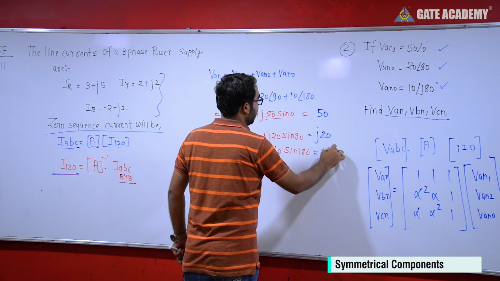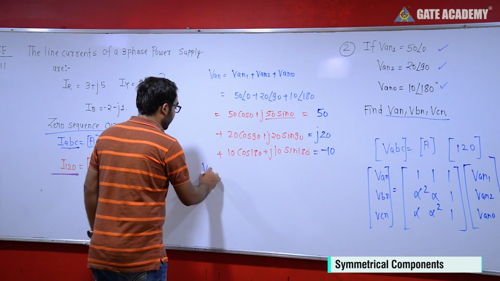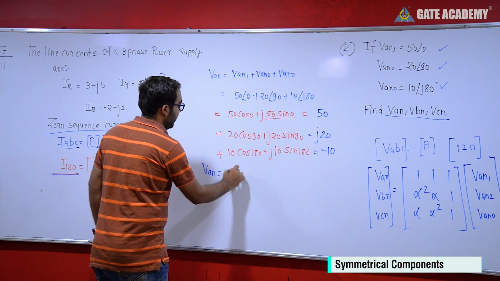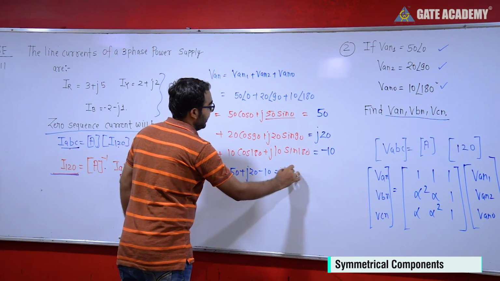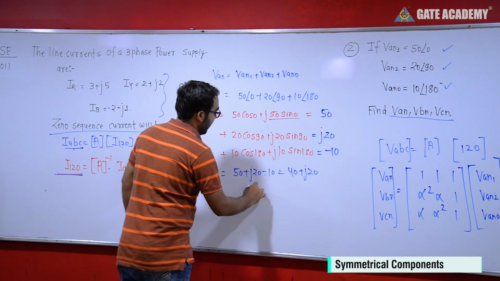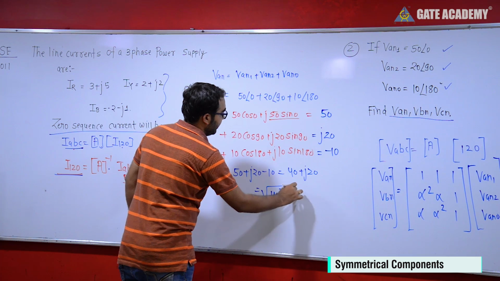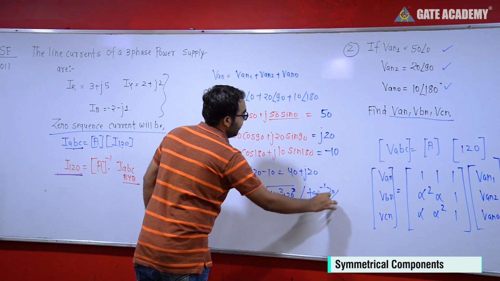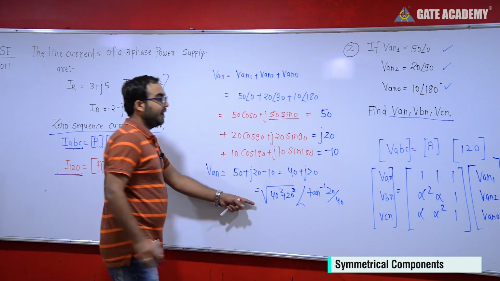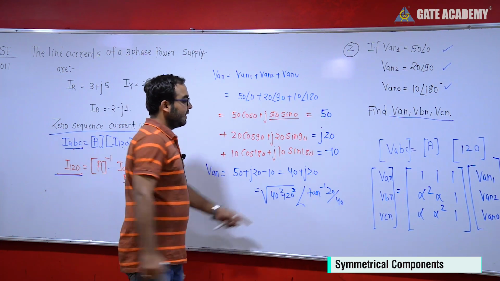get minus 10. So overall, if we want to find VAN, the value we are getting is 50 plus j20 minus j10. It means 40 plus j20. So the magnitude will be equal to root of 40 square plus 20 square and the angle will be tan inverse 20 by 40. But in the examination only magnitude is asked, so we can say the magnitude will be this and the angle will be this.